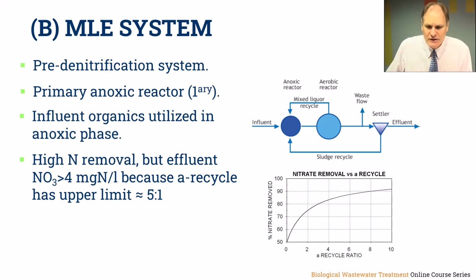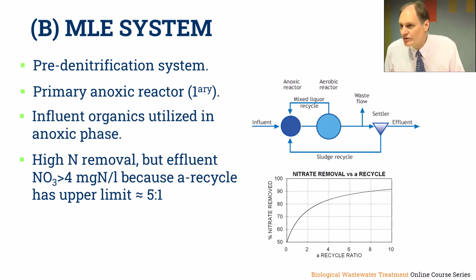And we need to make sure that sufficient nitrate is recycled to the anoxic reactor in order to remove as much nitrate as possible. So here we gain in the system because we are using the influent wastewater organics for denitrification, but in a sense we lose because we can never get complete denitrification because there will always be some nitrate that escapes with the effluent that we cannot denitrify, because it's impossible to recycle all the mixed liquor to the front in the primary anoxic reactor.